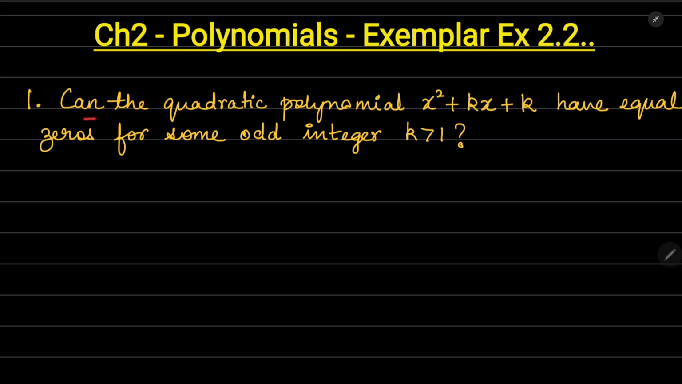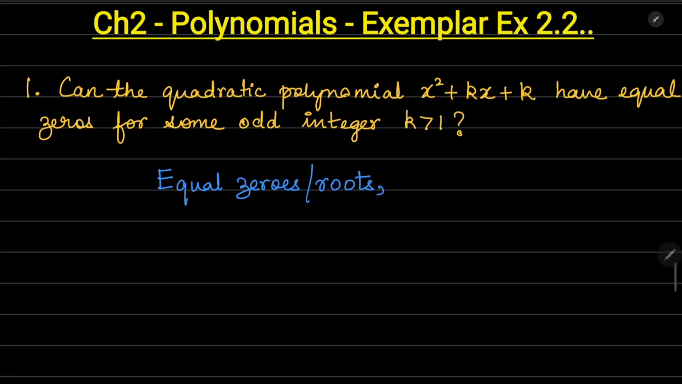Question number 1. Can the quadratic polynomial x square plus kx plus k have equal zeros for some odd integer k greater than 1 is the question. So whenever for any polynomial you have got equal zeros or equal roots, the thing that you have to remember is that the discriminant is always 0. D is always 0.